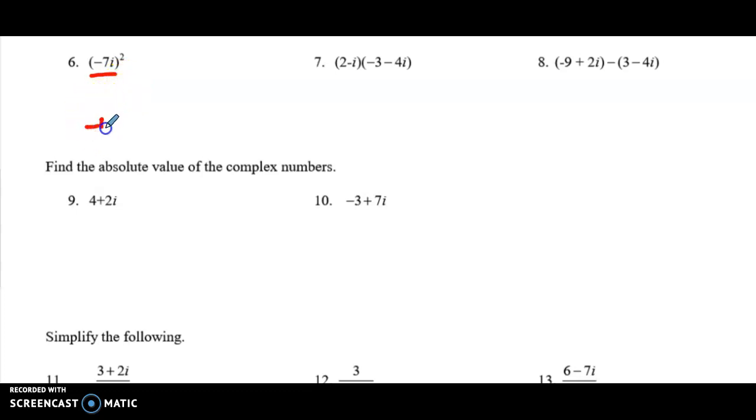All right, this one you should have gotten -49, and the reason for that is -7i times -7i. -7 times -7 is 49. i times i is i squared. i squared is the same as -1, so it's 49 times -1.